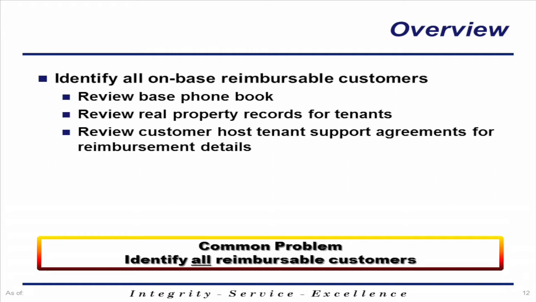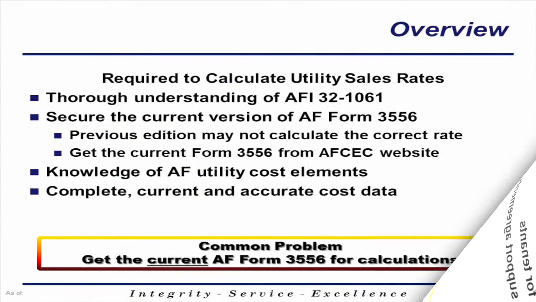You can see at the bottom is a bumper sticker. This is the first bumper sticker used in the presentation. It identifies the common problem, which is to identify all reimbursable customers. These bumper stickers are describing for you the problems that are routinely found when the auditors review the base utility sales program, and you will see them throughout the presentation.